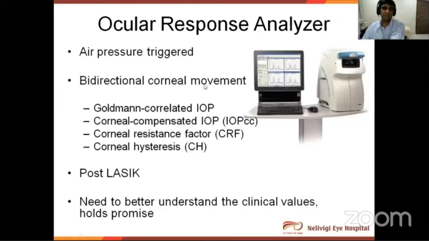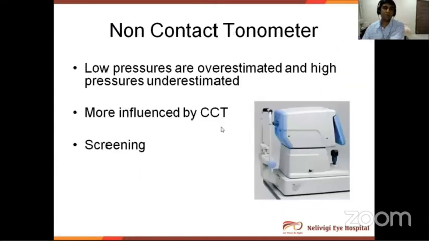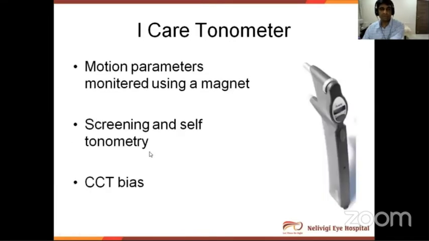The Ocular Response Analyzer is basically an air-puff triggered tonometer with bidirectional corneal movement. It's helpful in cases of post-LASIK, and a Goldmann-correlated IOP can be obtained. It also gives a host of other readings like corneal hysteresis, corneal resistance factor, and compensated IOP as well. The non-contact tonometer, however, is not so accurate. It usually uses an air puff to give us the readings, and it is good to be used more as a screening device.